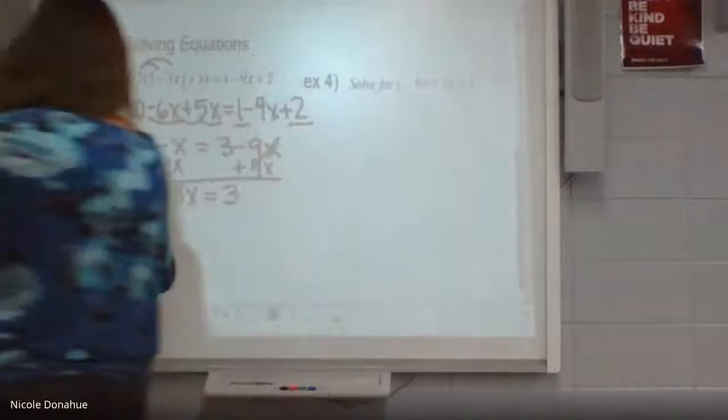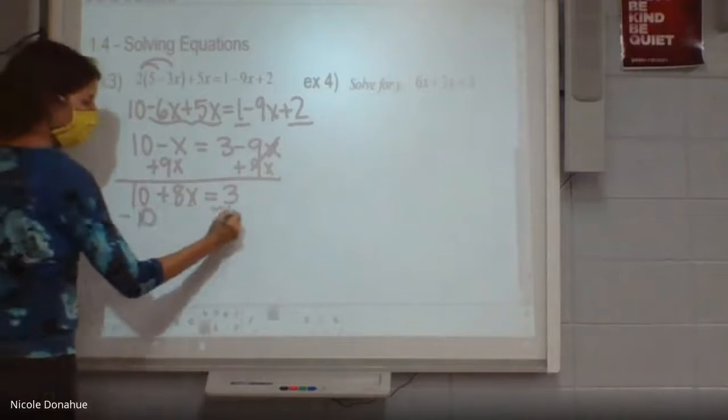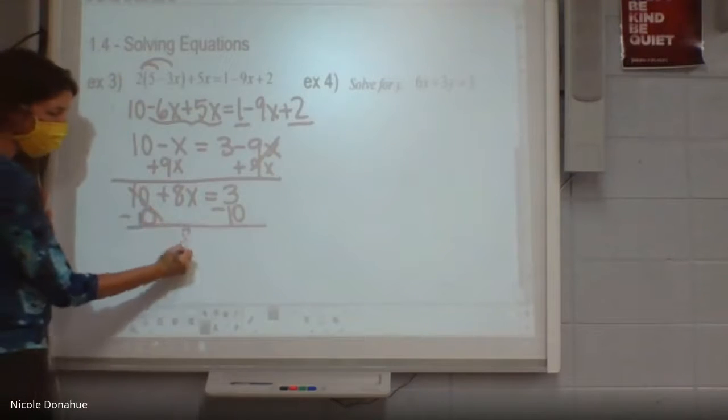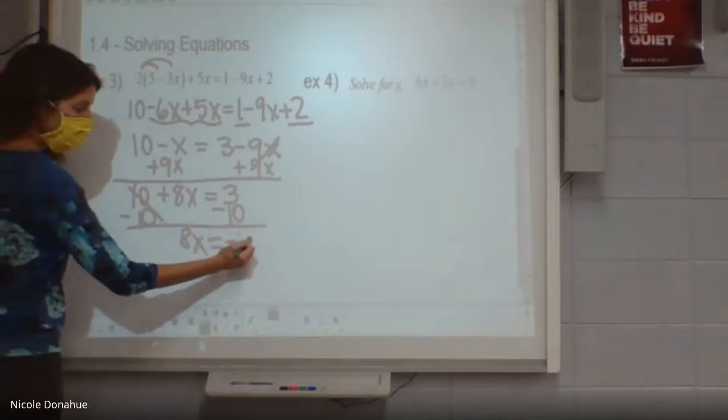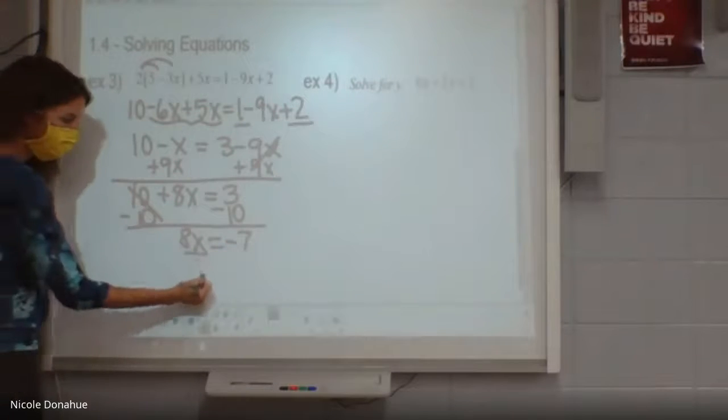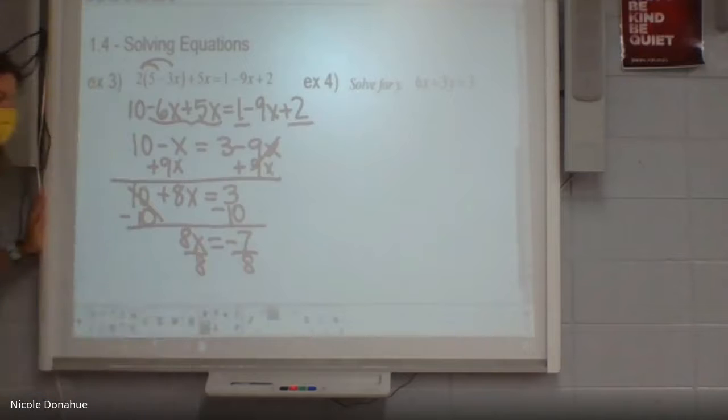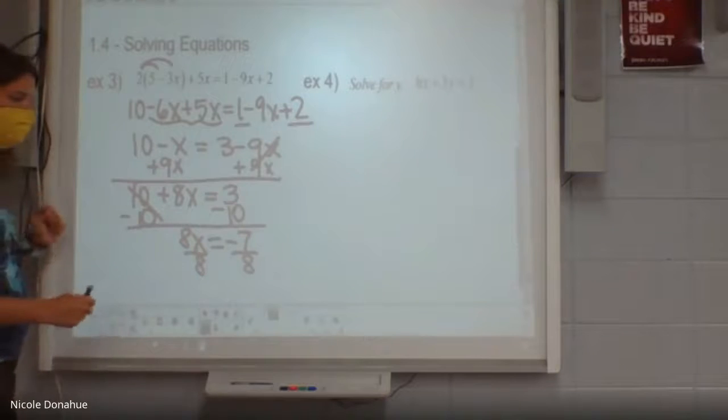I'm going to move that 10 over. This one's not going to be a very nice number, but that's perfectly fine because that happens. So I get a negative 7 over 8, or whatever that decimal is. That's the answer.